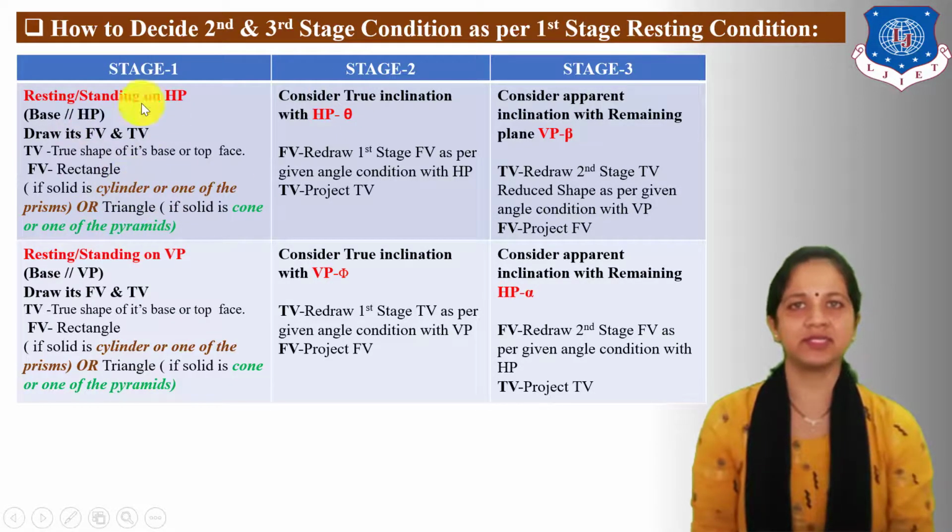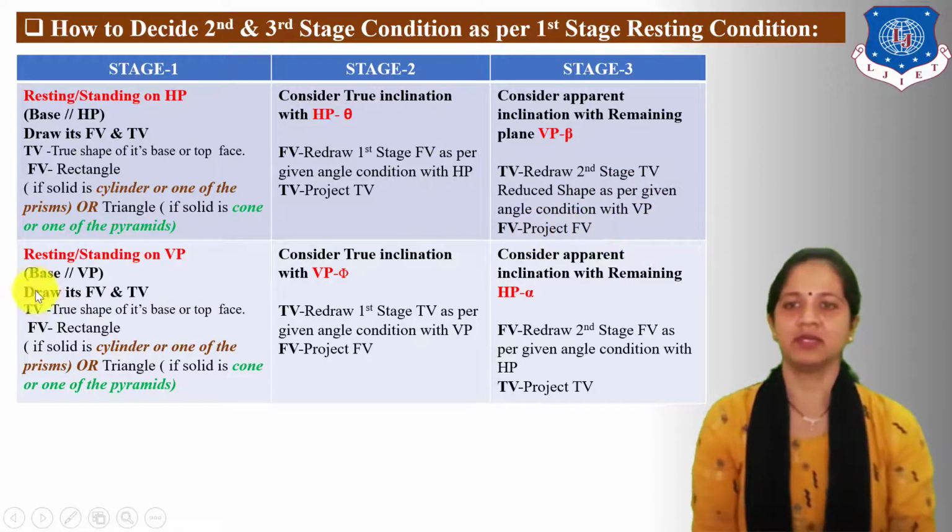Now as per this stage 1 condition, in stage 2 consider the true inclination with HP, which is indicated by the theta angle. In the front view, redraw the first stage front view as per the given angle condition with HP and project the top view. In stage 3, consider the apparent inclination with the remaining plane VP, and its angle is beta. In the top view, redraw the second stage top view, reduced shape, as per the given angle condition with VP and project the front view.